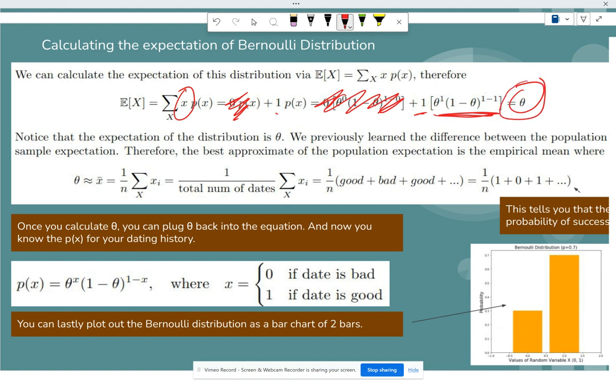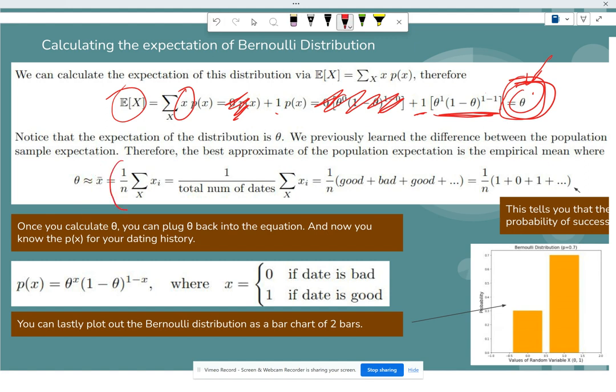So what that's telling you is theta is the expected outcome, right? So if you were to calculate the expectation of this data, you're going to get theta. And once you have theta, you essentially know the probability distribution. So in the previous example, what is theta? Well, we can approximate it. Theta is approximately the average.